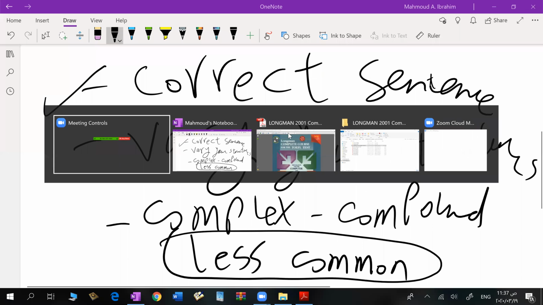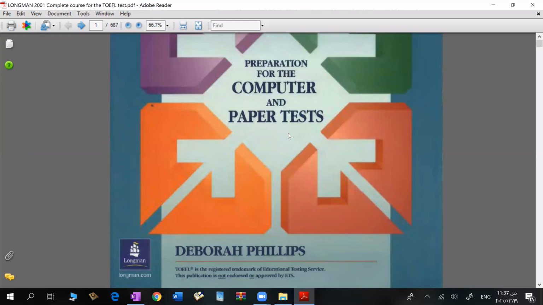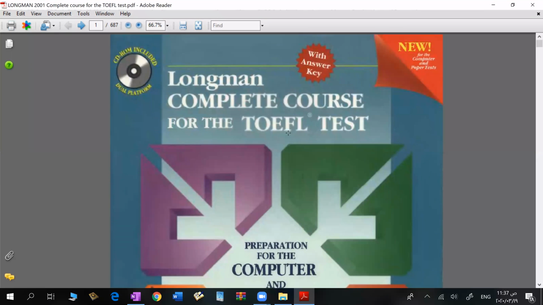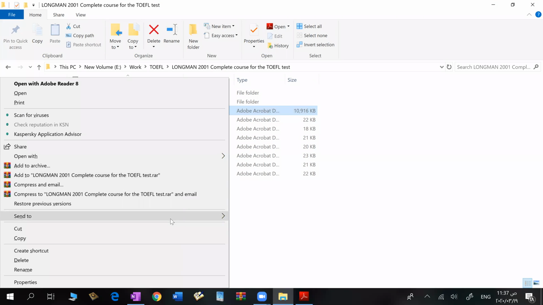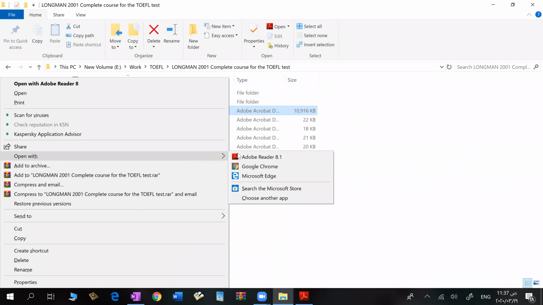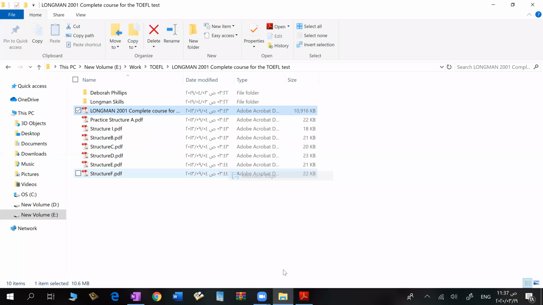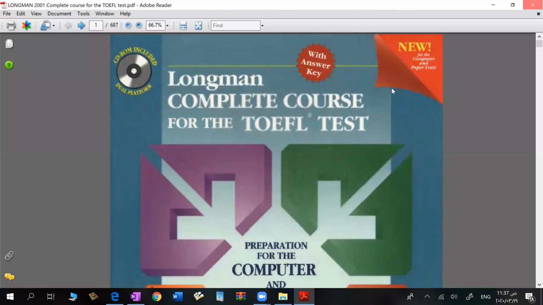Okay, so what is the book we will be working on? This is the book. It's Deborah Phillips, Longman Complete Course Structure. It's basically, as you see, done for the TOEFL test, but we will not be learning it for the purpose of the TOEFL. We will be doing it only for the structure section. This book is amazing in the structure section. And this is where we will need the book.